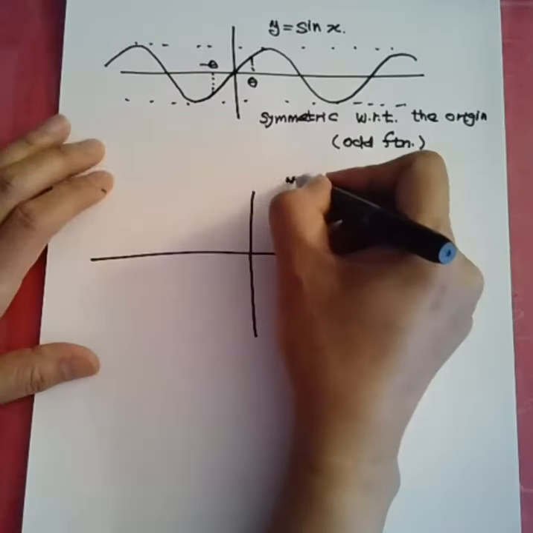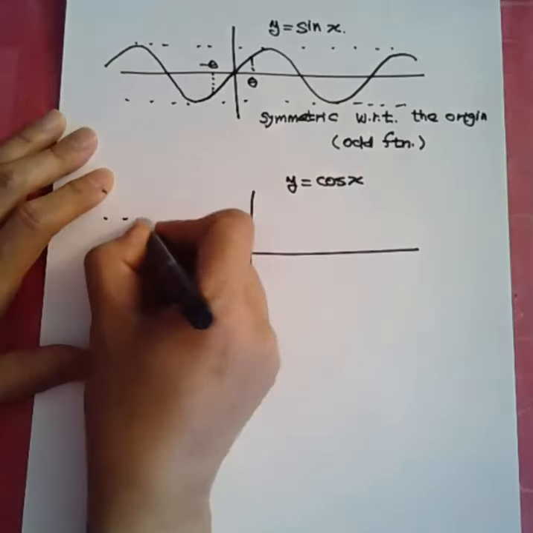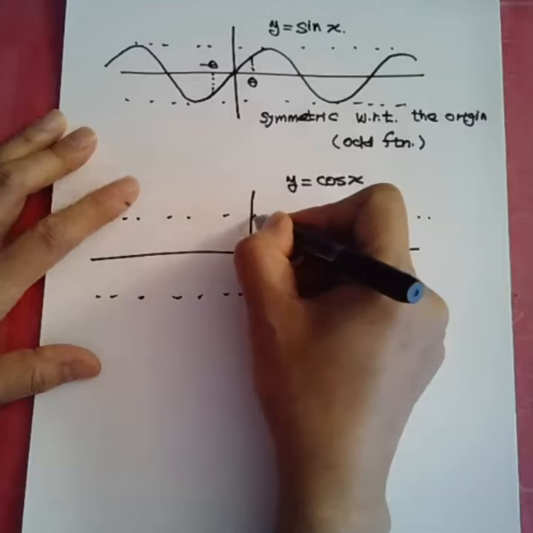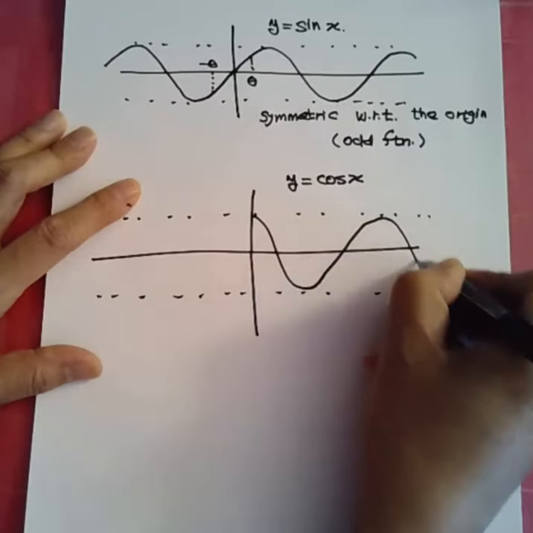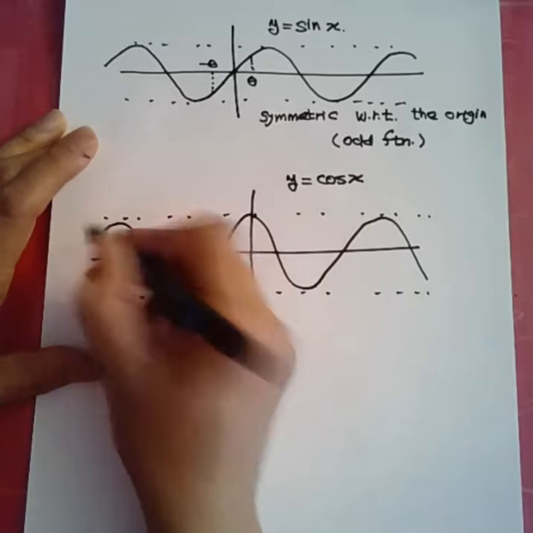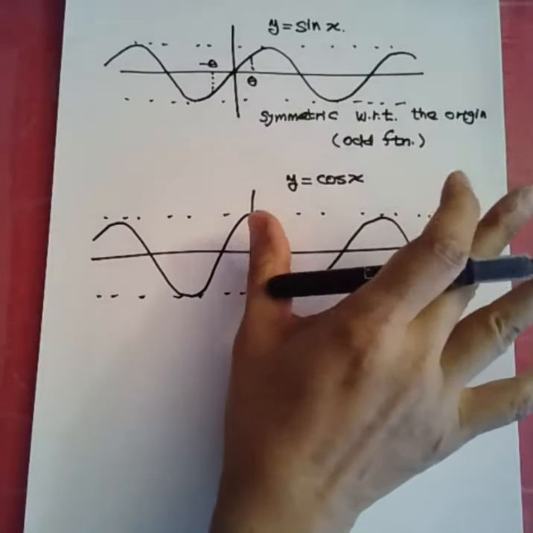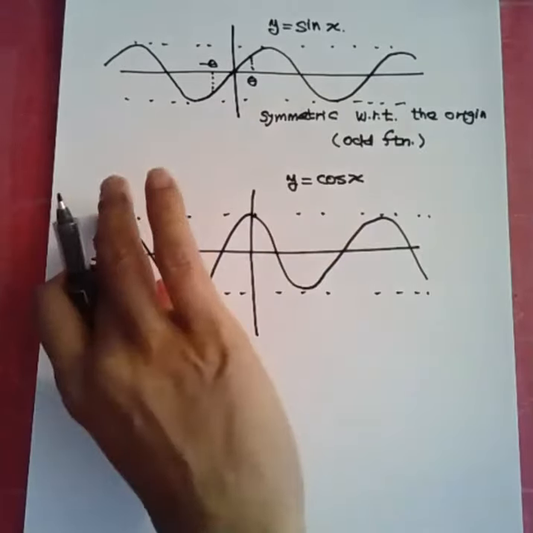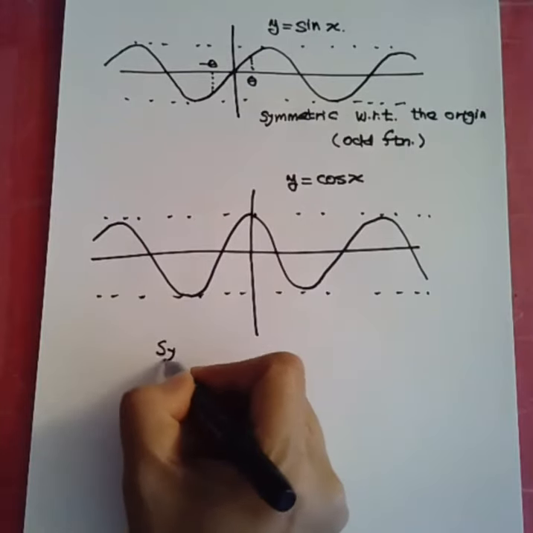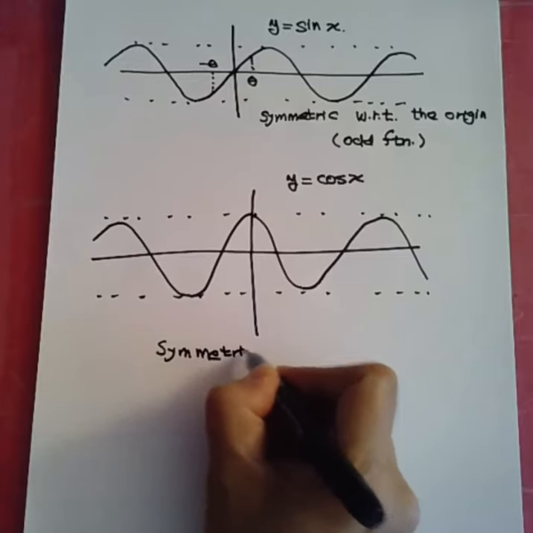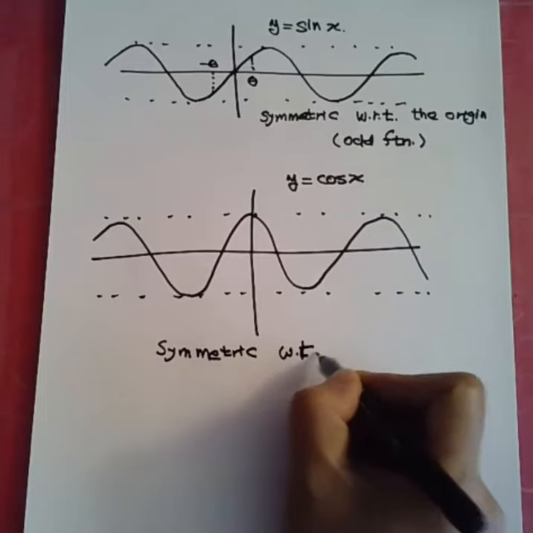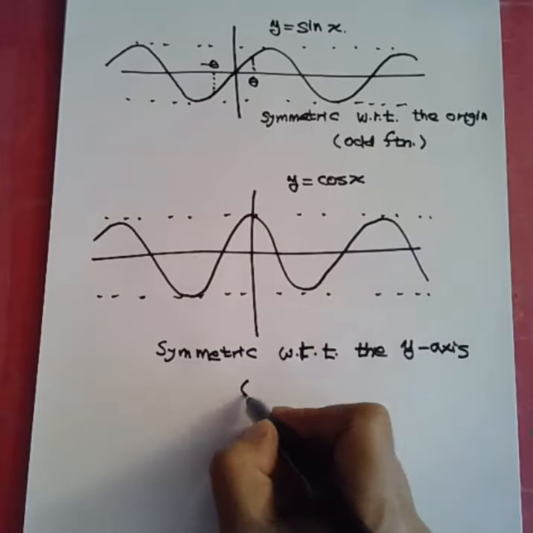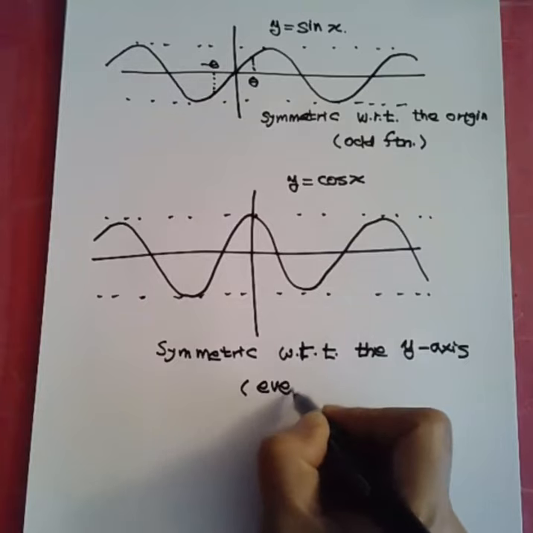If you look at the graph of cosine function, then that looks like this. If you flip along y-axis, then the graph on the right side will be entirely overlapped with the graph on the left side. Therefore, cosine function is symmetric with respect to the y-axis. That is the geometric property of even function.